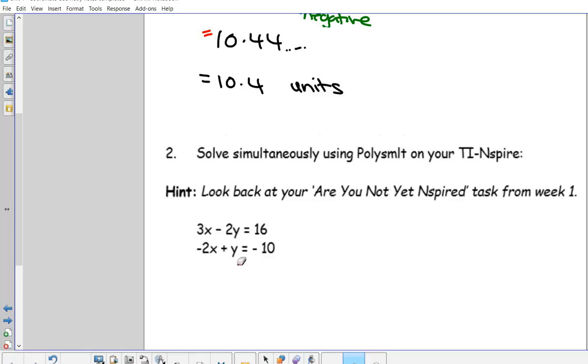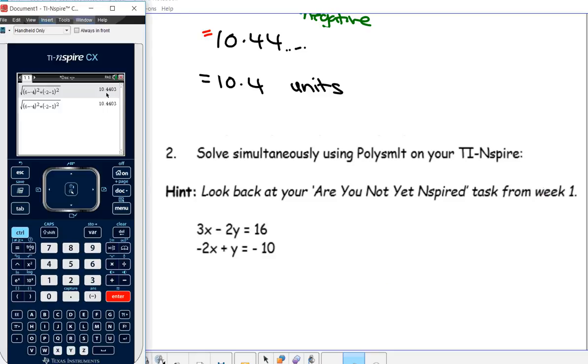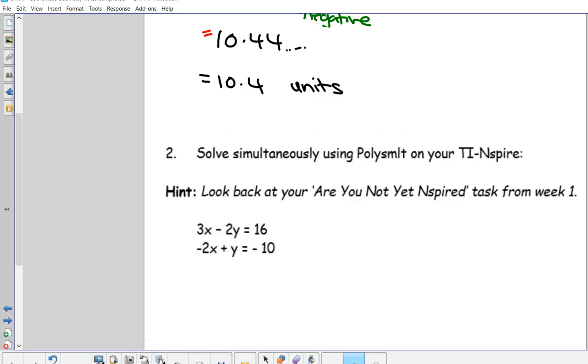You'll see there's a question where you're asked to solve simultaneous equations like that. Just like in this style where you've got x and y on the same side equals a number. Remember, you can solve with algebra as well, but I just want you to remember how you did it from week 1. All of you might have had a slightly different method, because this calculator has many different methods. So feel free to pause, look back on your Are You Inspired task from week 1, and write out the instructions that you have from your task.